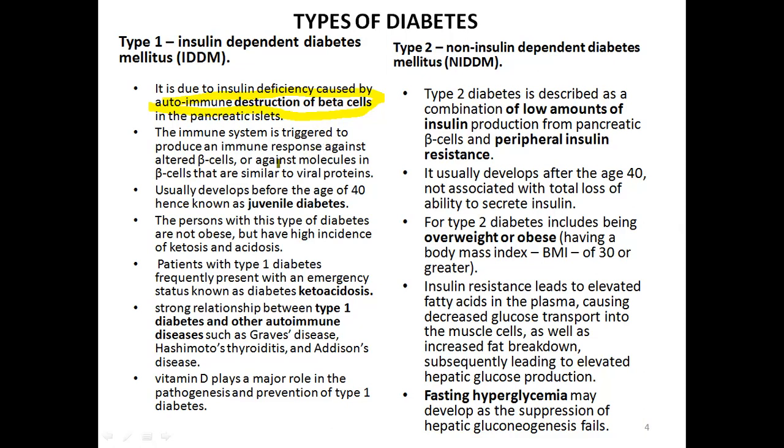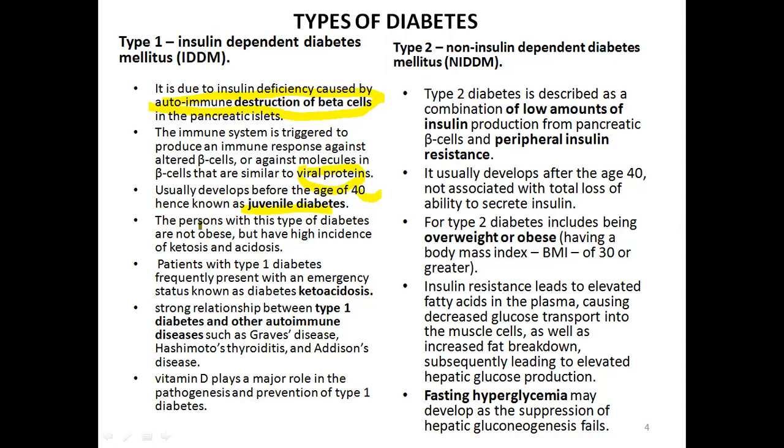As a result, the beta cells fail to produce insulin. The immune response against the beta cells recognizes the beta cell protein as a viral protein, and the immune cells start reacting against the beta cells, and this impairs the glucose metabolism of the body. So this usually occurs in people below 40 years. Because of that, it is also termed juvenile diabetes. It can occur in any person of any age, usually below 40 years.